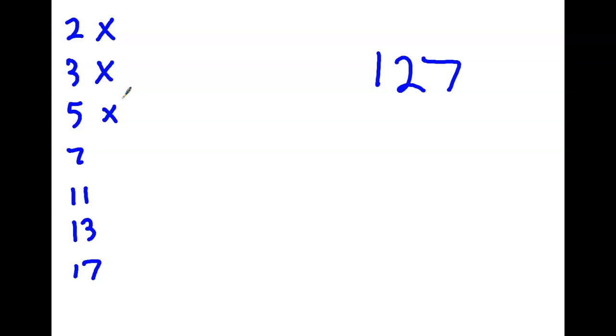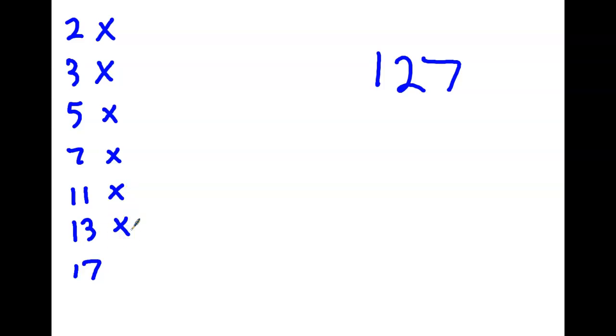127 divided by 7, let's just check that here. 127 divided by 7, that's not a whole number, so no. How about 11? 127 divided by 11. Well, if you know your multiples of 11, it doesn't work, but you can always divide on a calculator and see what you get. No. How about 13? Well, 127 divided by 13. Yep, that doesn't work.